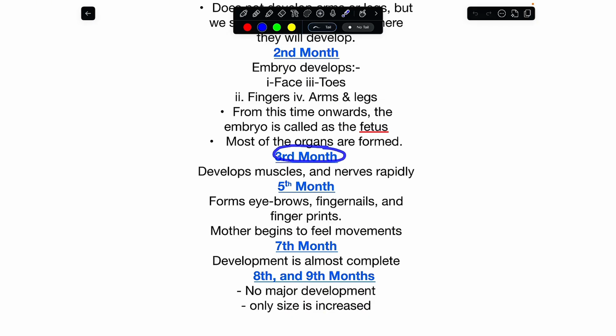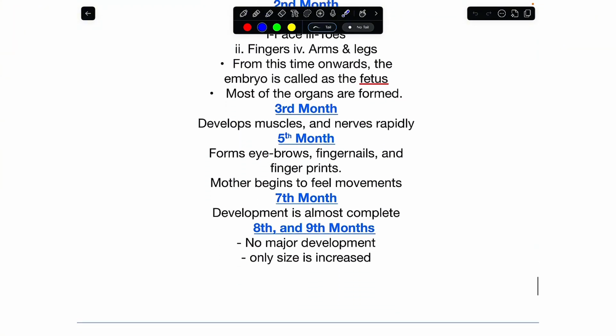In the third month, the fetus would develop the muscles and the nerves. In the fifth month, it would get the eyebrows, the fingernails and the fingerprints, and the mother in this month would start to feel the movements of the baby. In the seventh month, the development is almost complete, and by the eighth and the ninth month, we see no major development, but only that the fetus would grow in size.